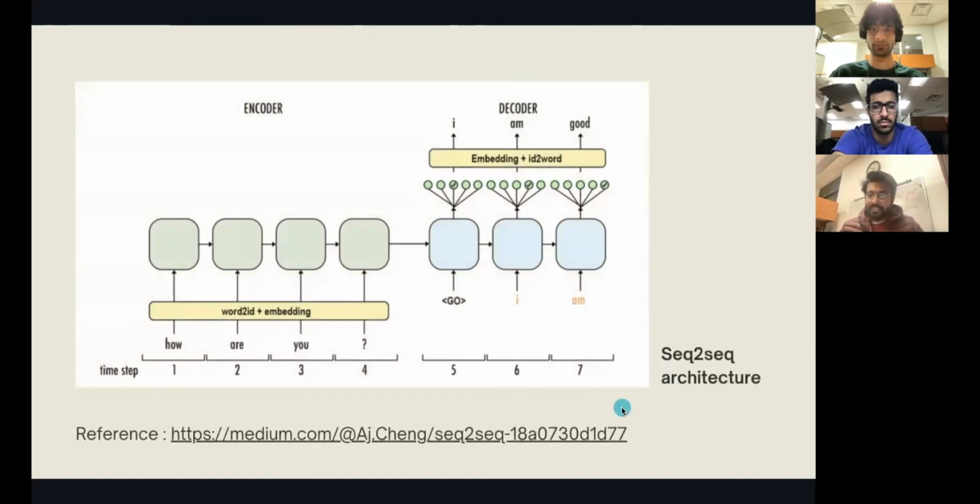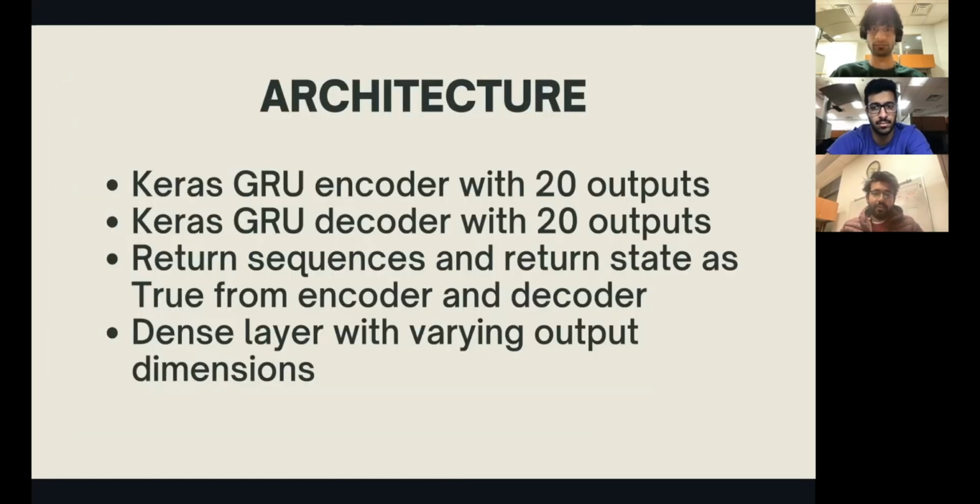So this is how a sequence-to-sequence architecture looks like, where you have an explicit encoder and explicit decoder. We have used GRUs from Keras library with 20 units as encoder and 20 units in decoder. We then use states returned from the encoder and feed that information to our decoder, and the output from the decoder is then fed into a dense layer with varying output dimension, which is again M.